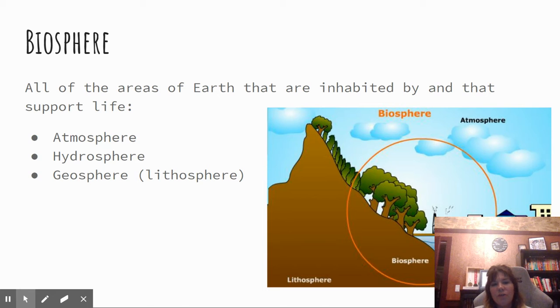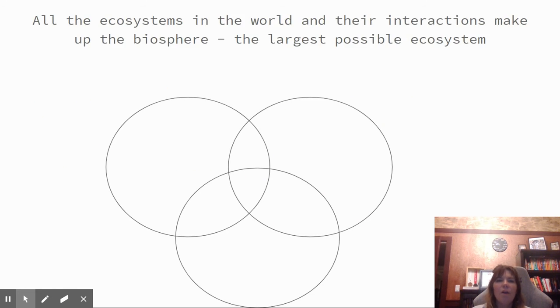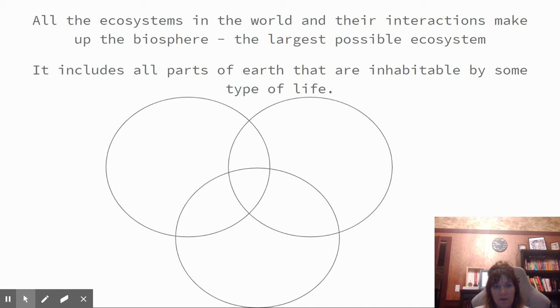And lastly, the geosphere, also known as the lithosphere. Geo means rock, so does litho. Lithic means rock as well. This just means all the areas that are inhabited by terrestrial terrain, so rocky terrain, where trees and humans live. All ecosystems in our world have to interact, and those interactions make up what we call the biosphere, the largest ecosystem. It includes all parts of the Earth that are inhabited by some type of life.